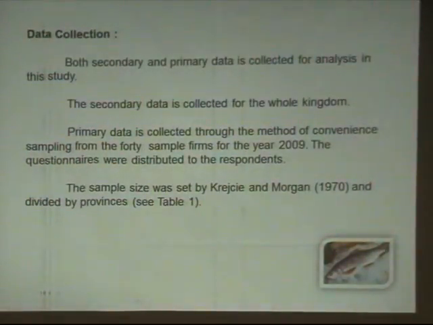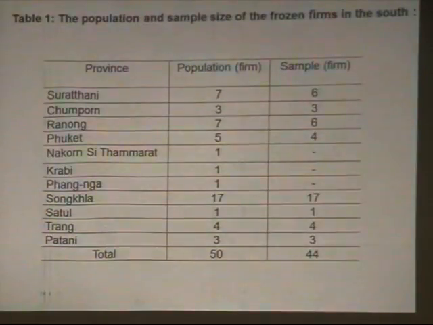Data collection is both secondary and primary data. The secondary data is collected for the whole kingdom. The primary data is collected through convenience sampling from the sample firms in the year 2009. The questionnaires were distributed to 44 respondents, and the sample size uses the proportion and will be shown in the table.